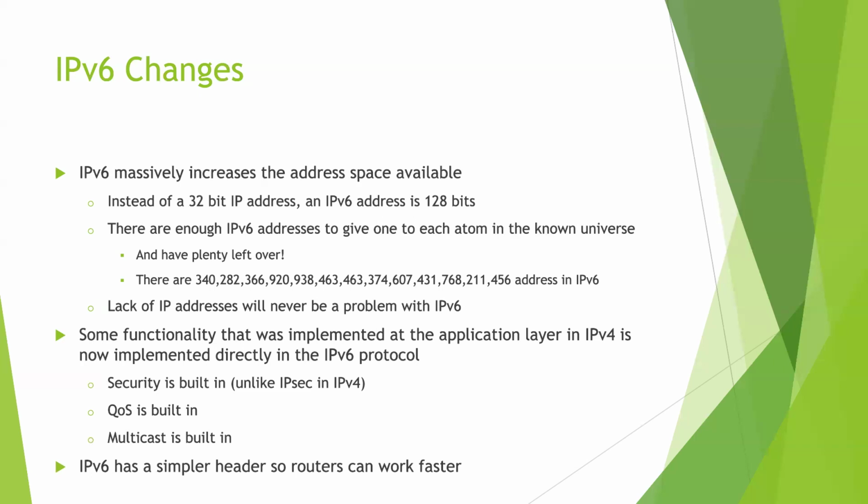IPv6, right? So some of the functionality that was implemented at the application layer in IPv4 is now implemented directly in IPv6. Security is built in. In IPv4, you had to use a protocol called IPsec that wrapped things with some encryption capabilities. Quality of service is built into it. Multicast is built into it. And it has a much simpler header, so routers don't have to do as much work as they figure out where they need to push things. So it's really a better protocol.